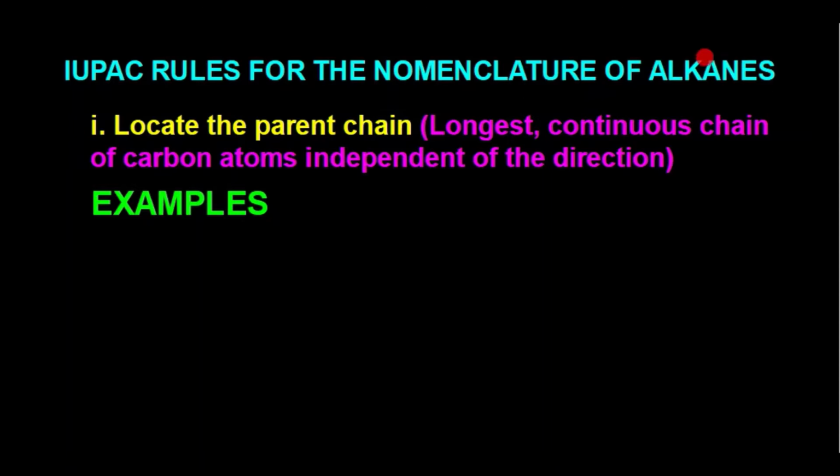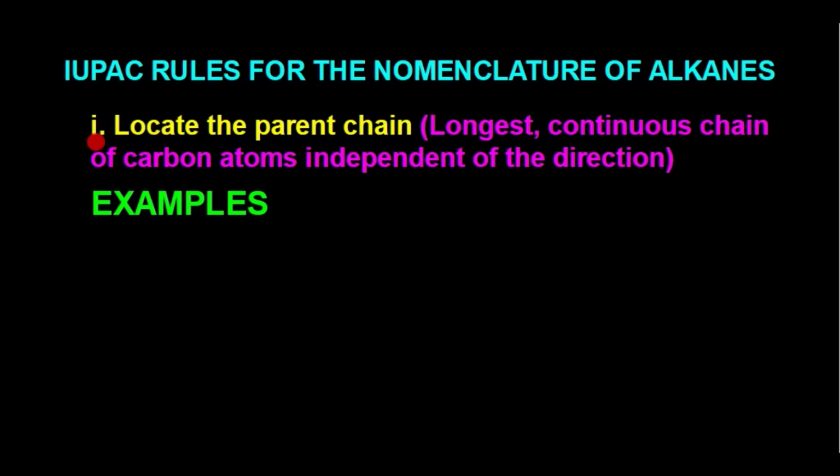And what are alkanes? We know, students, alkanes are saturated hydrocarbons in which all the carbon atoms are connected with the help of single covalent bonds. All the carbon atoms are connected with sigma bonds. Such molecules are known as alkanes. We will study IUPAC rules for the nomenclature of alkanes. IUPAC means International Union of Pure and Applied Chemistry. These rules are given by the International Union of Pure and Applied Chemistry for the nomenclature of alkanes. Let's see what the rules are.